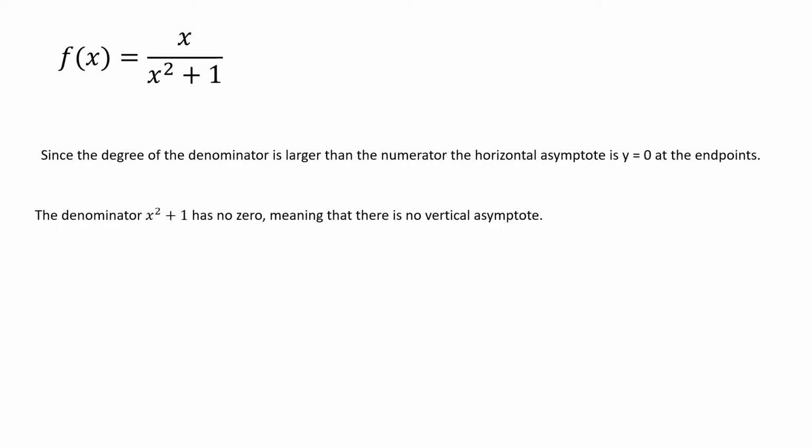We then look at the denominator to see if there are any vertical asymptotes. Since x squared plus 1 does not intersect the x-axis, there are no zeros, which means that there are no vertical asymptotes, because the denominator will never be equal to 0. Therefore, f(x) will never be undefined.